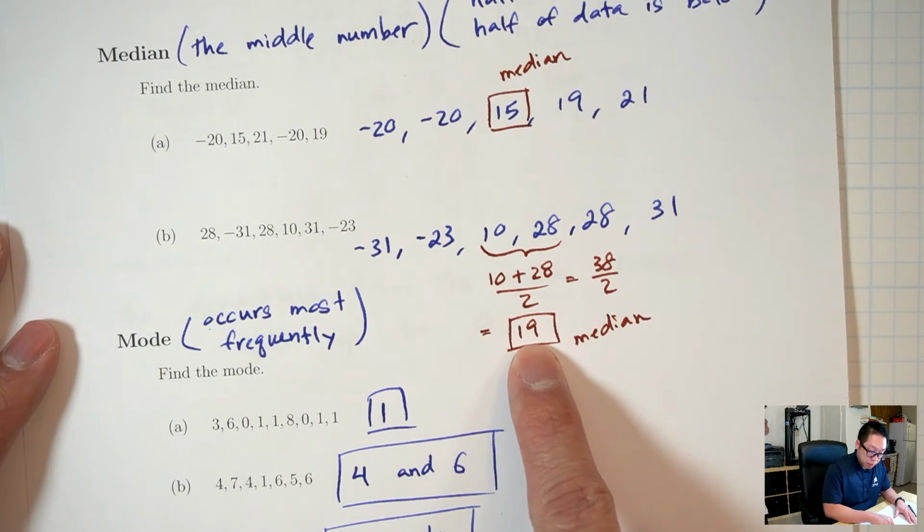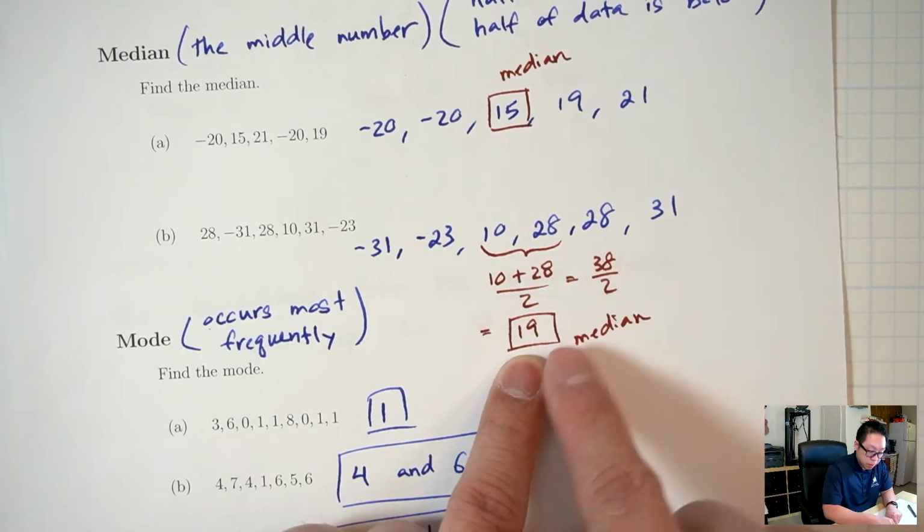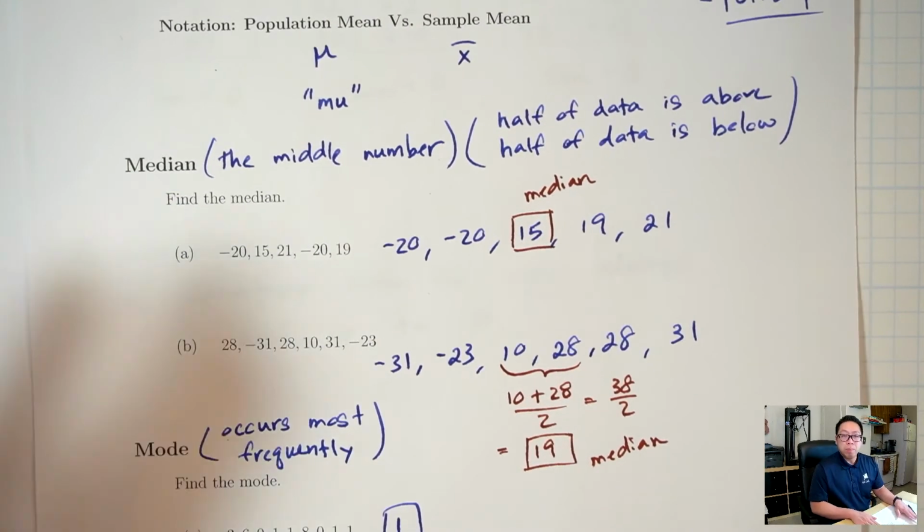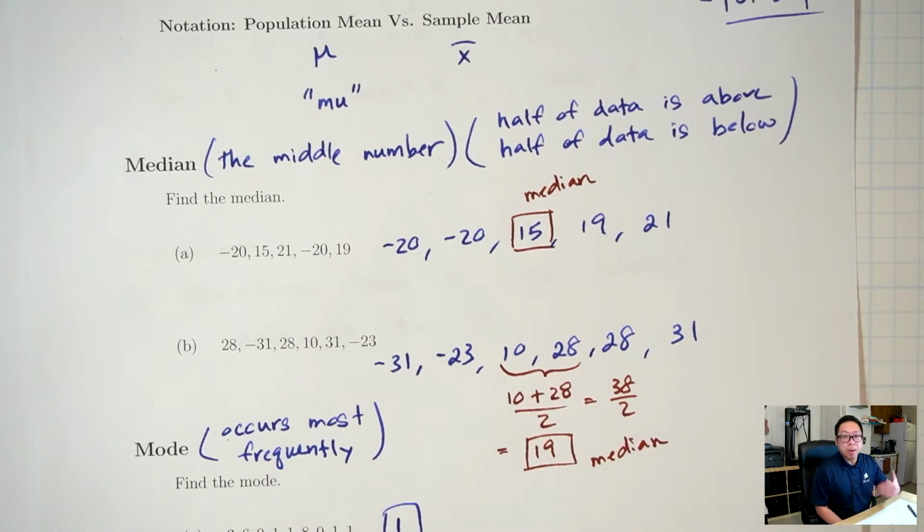19 is the median because there are 3 data values above and 3 data values below. So the median balances how many are above versus how many are below.